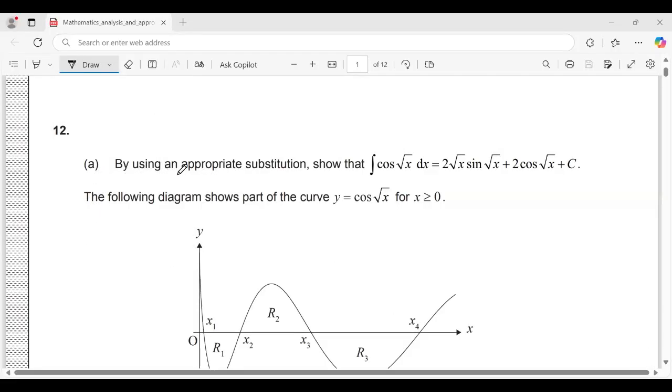Number 12, by using an appropriate substitution, show that the integral of cosine square root x dx equals 2 square root x sine square root x plus 2 cosine square root x plus c. The following diagram shows part of the curve y equals cosine square root x for x greater than 0. Okay, but we are going to prove this equation first.